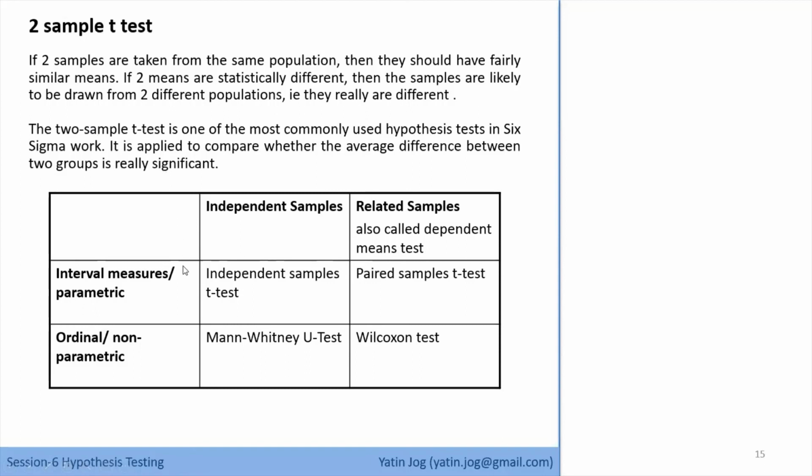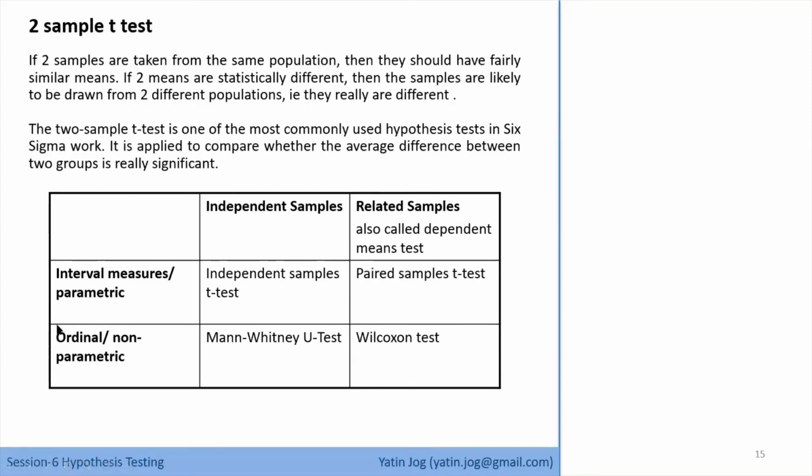Now, whenever we talk about two samples or multiple samples, we always have to consider what type of data we are dealing with. Measurement scale, day 1, session number 1. We have 4 measurement scales: nominal, ordinal, interval, and ratio. If we are dealing with interval and ratio data, then we can use the independent sample t-test for independent samples and the paired sample t-test for related or dependent samples.